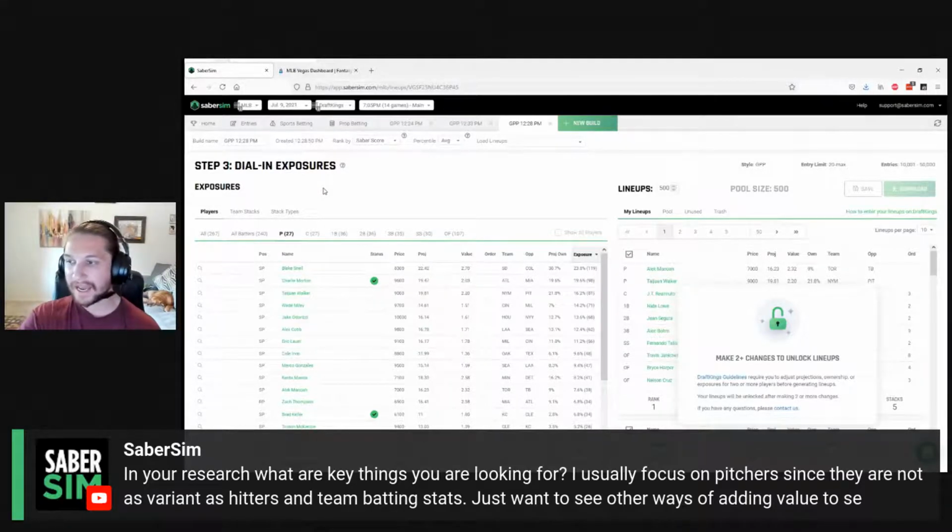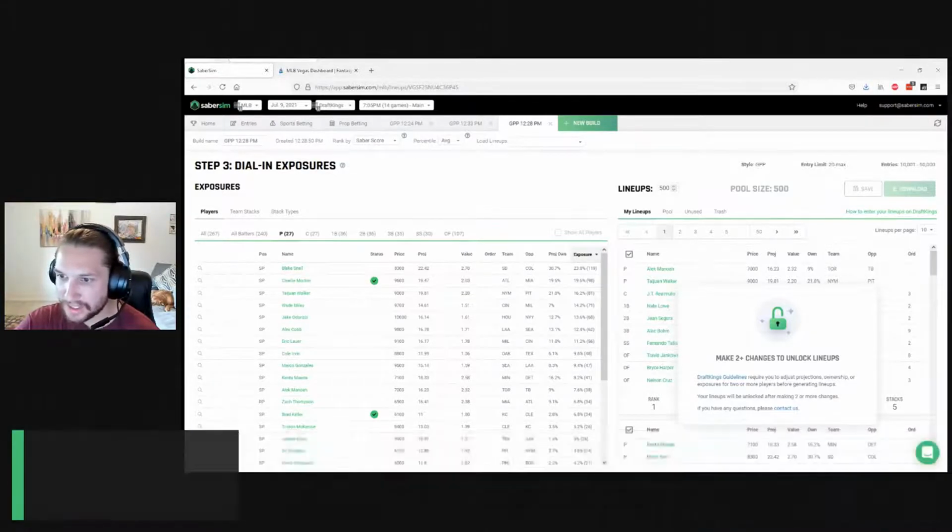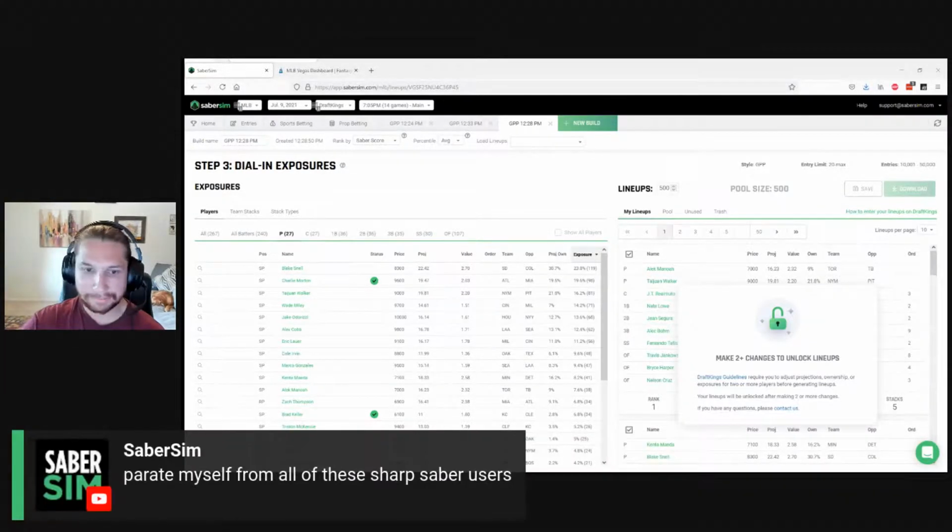I like to focus my overall strategy around the hitting stacks, and I will typically take a little bit of what SaberSim wants to give me with the pitchers, especially once I start to dial in my exposures for hitting stacks. But that's a little bit about what my overall research process looks like. And I know you did mention wanting to see other ways of adding value to separate yourself from all these sharp Saber users.